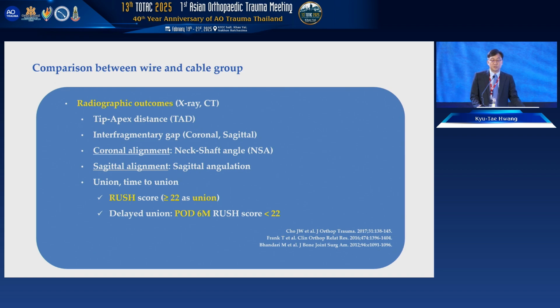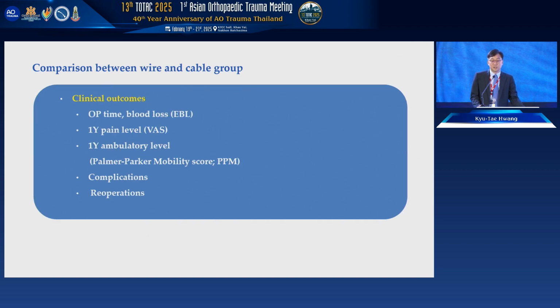For radiographic outcome, tip apex distance, interfragmentary gap, alignment, union, and time to union were analyzed. For clinical outcome measures, OP time, blood loss, pain, complication, and reoperation were investigated.